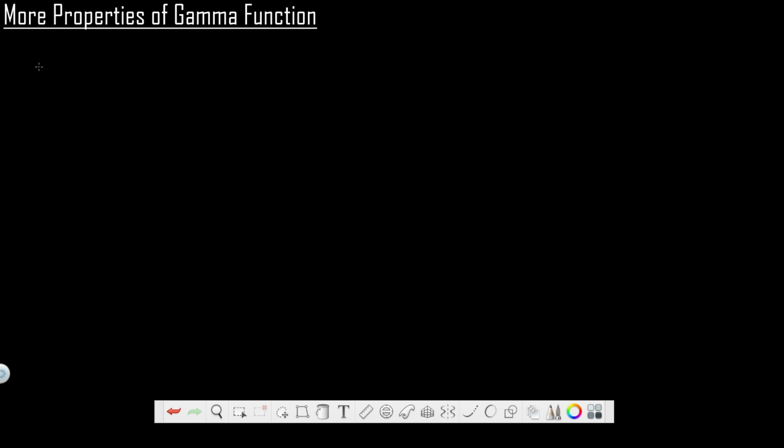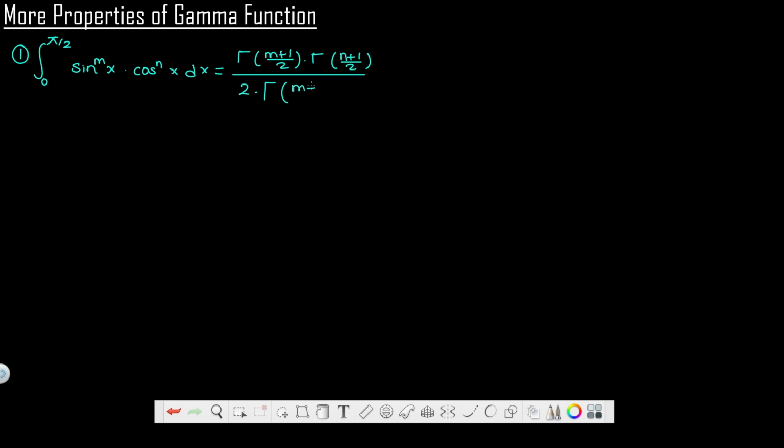Hello everyone. In this video, we will see two more properties of gamma function. The first property is the integral from 0 to pi over 2 of sine to the power m x times cos to the power n x dx equals gamma of (m plus 1) over 2 times gamma of (n plus 1) over 2, divided by 2 times gamma of (m plus n plus 2) over 2.